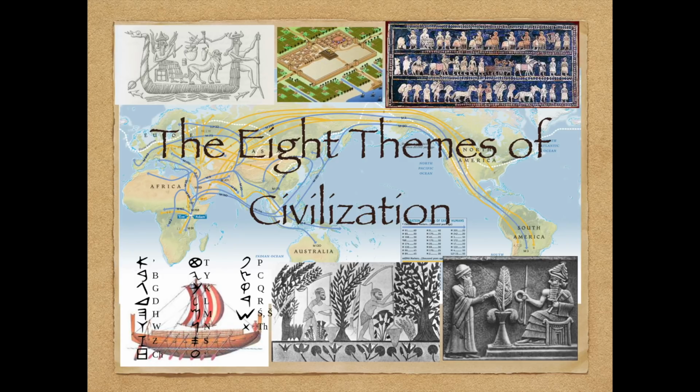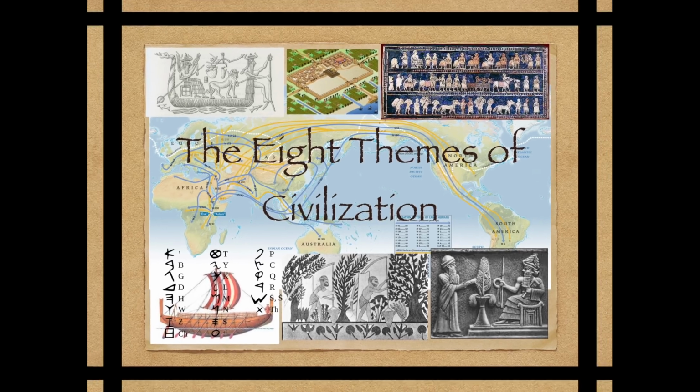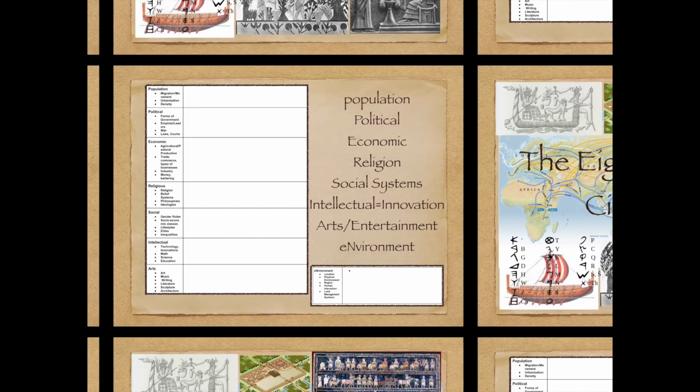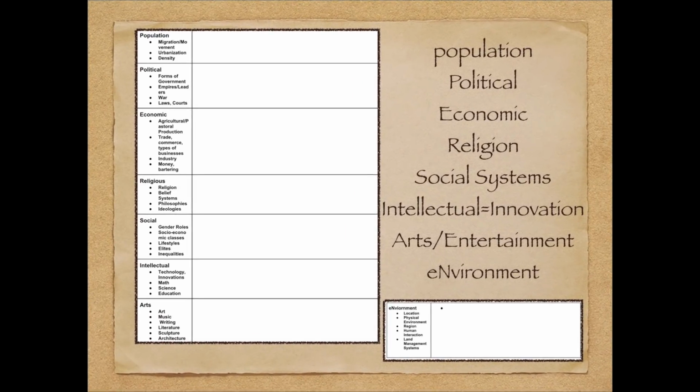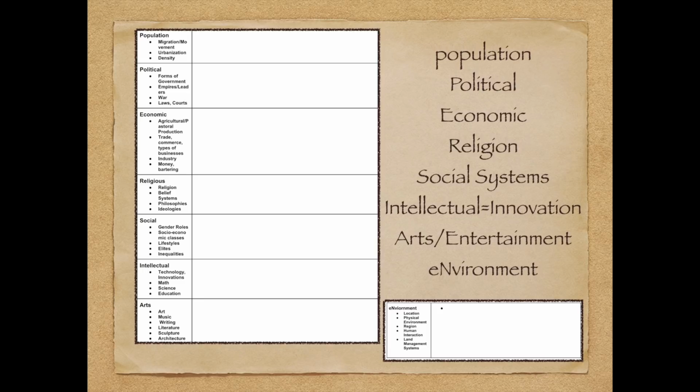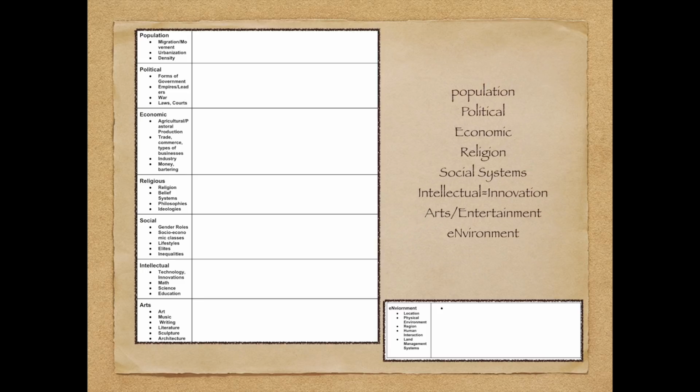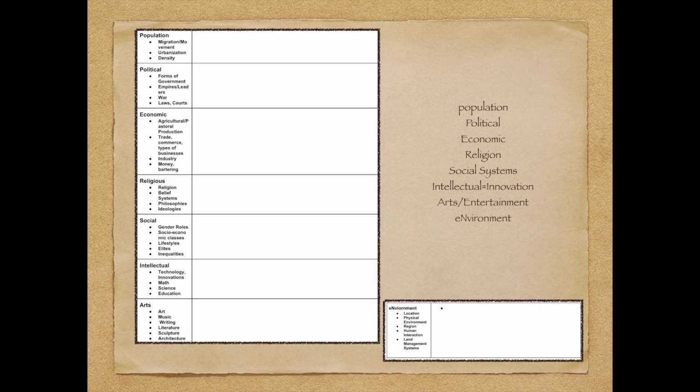With the beginning of civilization come the 8 themes of civilization. The PERSIA chart is an acronym for the themes of civilization, with population, political, economic, religion, social systems, intellectual or innovation, arts and entertainment, and environment. All themes are interrelated and have effects on one another. The PERSIA chart comes from an old College Board AP graphic organizer.